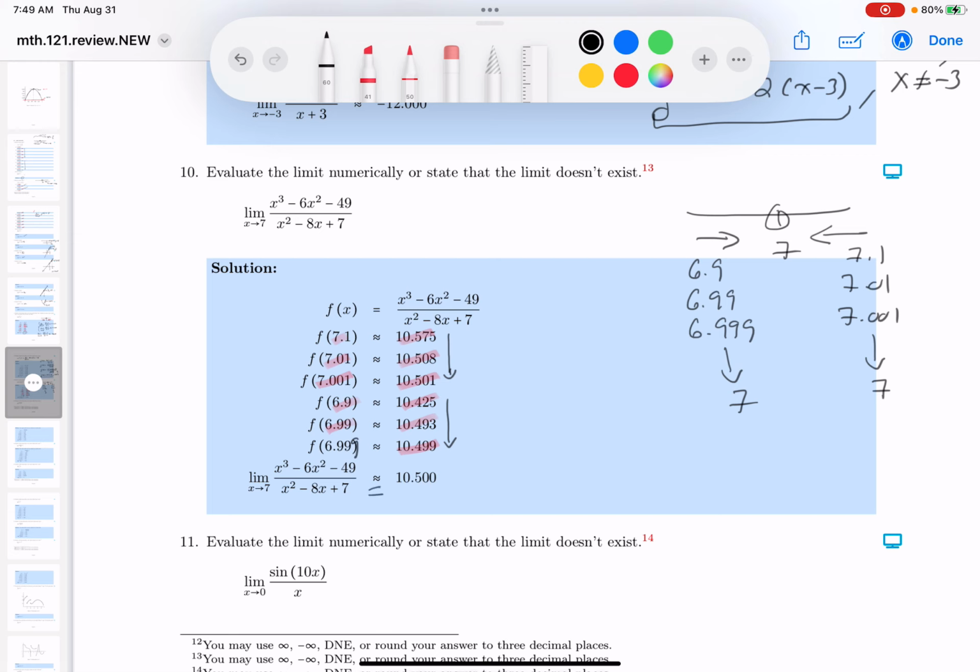You notice I'm approximating because I'm not really sure about that. Right now, I could take it out finer than that and get a better approximation to it. But the bottom line is it appears to be about 10.5. Thank you.